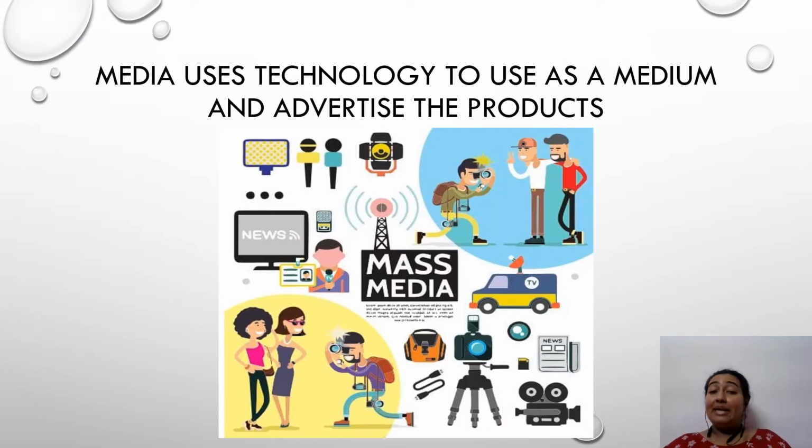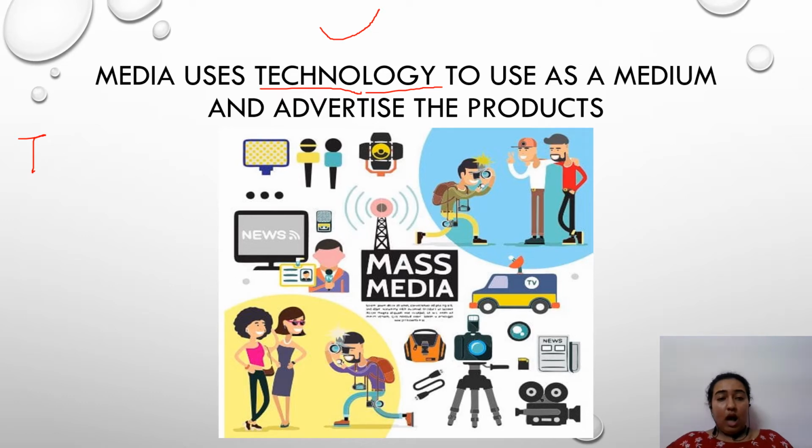Now, media uses two things. It uses technology as a medium to advertise products. Now, anybody tell me, think how it is using technology and how it is using it as a medium to advertise the products. How does it happen? Now think and then tell. Think from TV. Let's say television is a form of media which we all know.